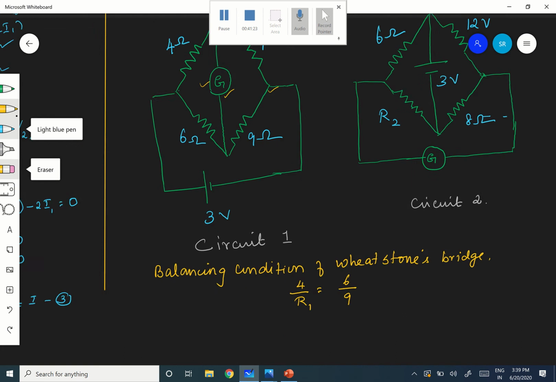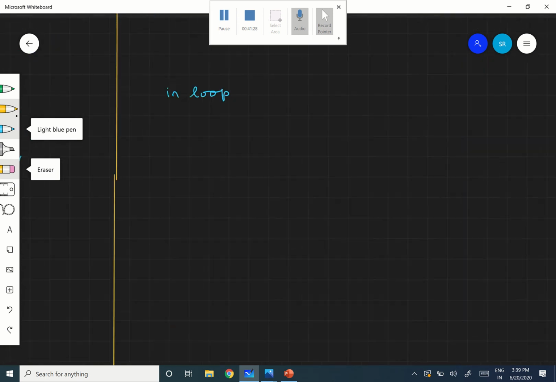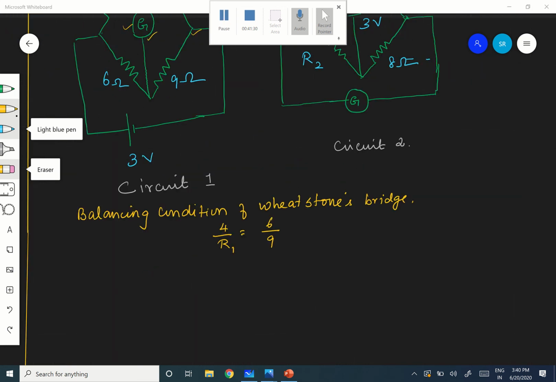Therefore 4 by R1 is equal to 6 by 9, therefore your R1 is equal to 36 by 6, therefore it is 6 ohm. So R1 is known. You are asked to find out R1 divided by R2. What is the ratio between R1 and R2?